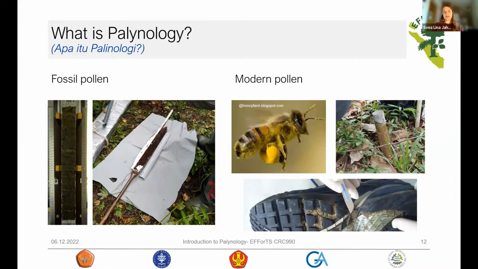And then on the other hand, we also have the modern pollen, as maybe you remember our working package 2 and 3 discusses majorly. So this can be pollen from pollinator organisms, here for example the honeybee, or from pollen traps, as you can see right next to it, or even just from surfaces. So for example here just a shoe, which is sampled for pollen here.